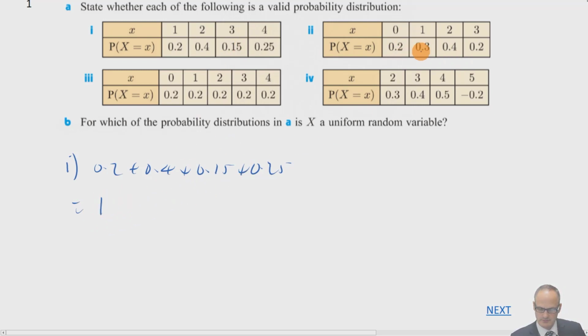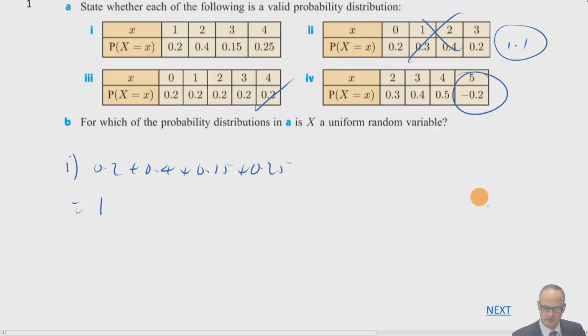This one, we can see the probabilities add up to 0.5, 0.9, 1.1. So because the probabilities all add up to a number bigger than 1, this is not a valid probability distribution. Here, 0.2, 0.2, 0.2, 0.2, we've got a good example of a uniform discrete probability distribution. All the probabilities are the same, okay? They add up to 1, so this one is okay.